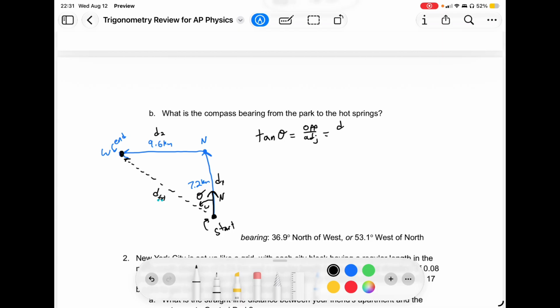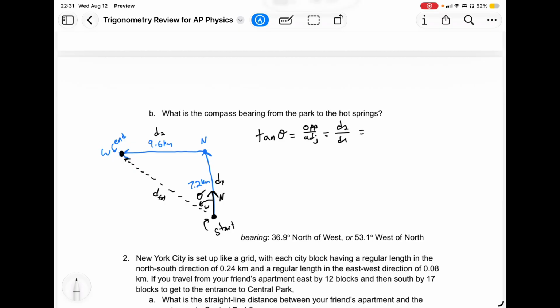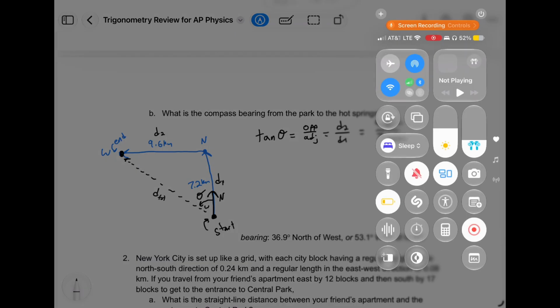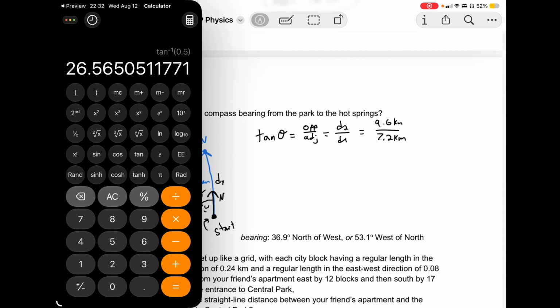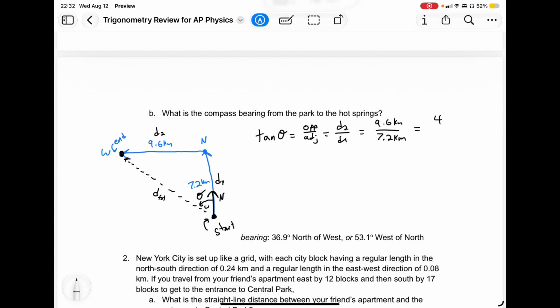So D2 divided by D1. And then we can plug in some numbers over there. Our D2 is 9.6 kilometers, and our D1 was 7.2 kilometers. So we can plug that into our calculator. 9.6 divided by 7.2 gives 1.33333. If we round the numbers, it's actually 4 divided by 3 is our answer there.